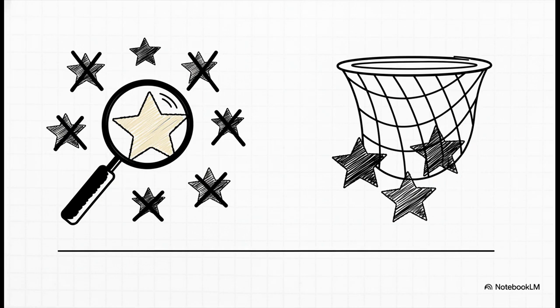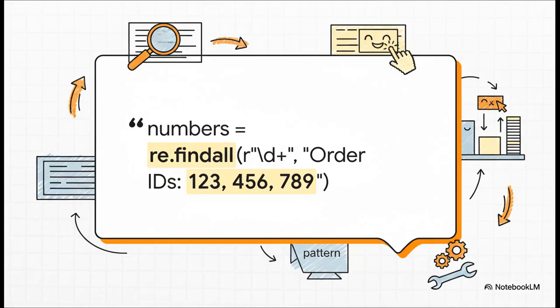Okay, that's great for finding the first one, but what if you need all of them? What if there are multiple phone numbers or multiple email addresses? For that, we're going to need a different tool, re.findall. So check this out. We've got a string with three different order IDs. We're using the exact same pattern as before, r'\d+', but this time we're calling re.findall. It's not going to stop after the first one. It's going to go through the whole string and scoop up every single match it finds.